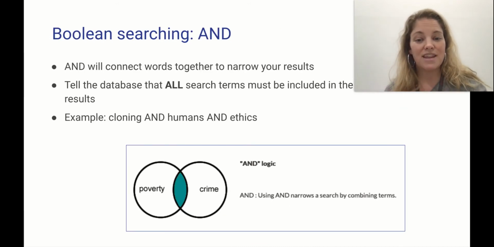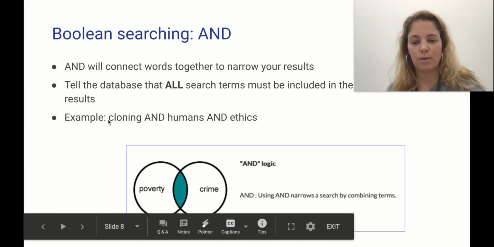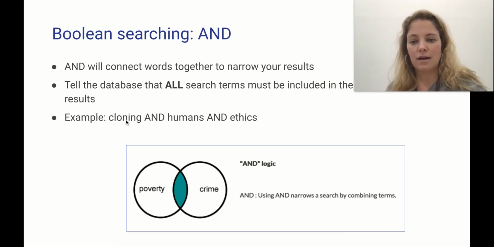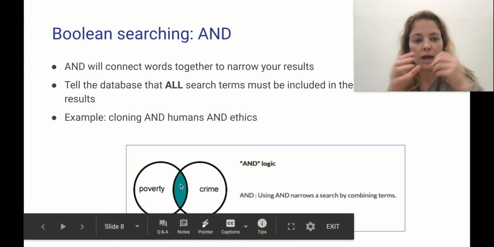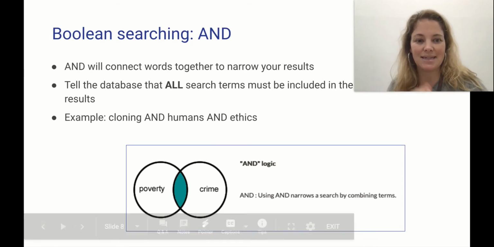Boolean searching. So when you're using the word and, what does that mean? Well, you connect two terms, or three or more, using the word and. And that will narrow your results and tell the database that you're searching that you want to include all your terms. So for example, you can see I've included a couple examples here with cloning. Let's say you want something about cloning and humans and ethics. If you search those three terms with and in between, all the results you get will include cloning, humans, and ethics, all of it together. You can see the Venn diagram here. It will include everything together. So that's and.